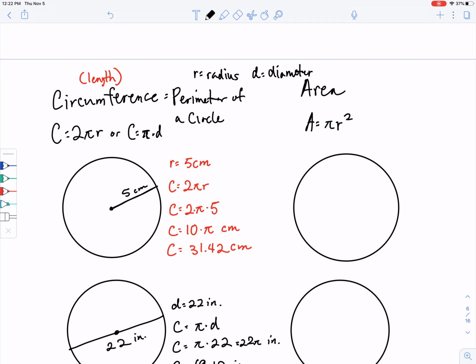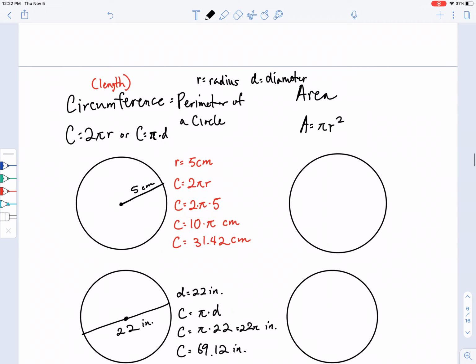Now if you notice, this area formula has a square in it. It has a power of 2. In the circumference, there is no power of 2. So there are some differences that make it easier to tell them apart, so pay attention to those. Same thing: you only need the radius. There is no formula with the diameter, but if you have the diameter, we'll see how we can use that to get the radius.